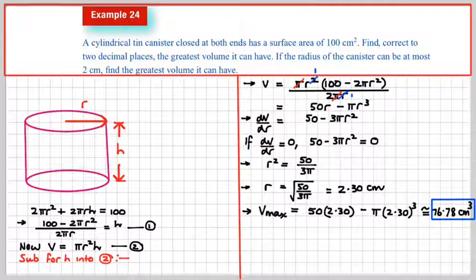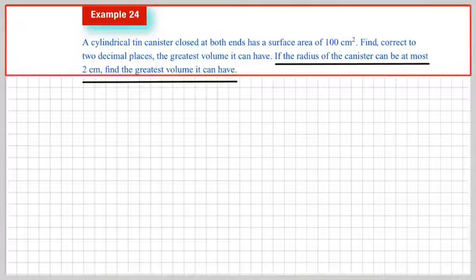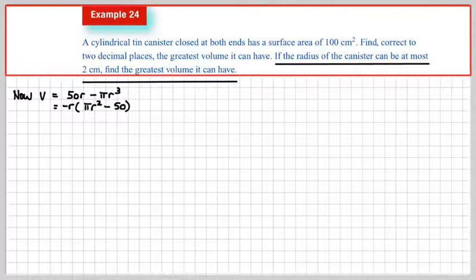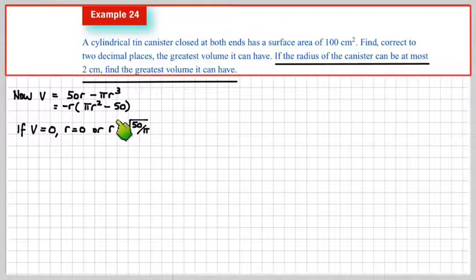Now, the second part of the question is if the radius of the canister can only go up to 2. Okay, I get that. We better do a little graph, just to get a feel for what's going on. We've got an upside down cubic, as I was saying on the previous screen. I'm factorising it to make it even clearer. If V equals 0, I'm getting the r intercepts. Therefore, r would be 0, or r would be that thing, from the null factor law. If I set that equal to 0, you get this.